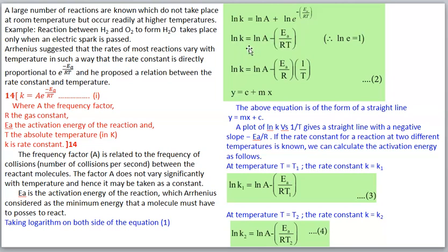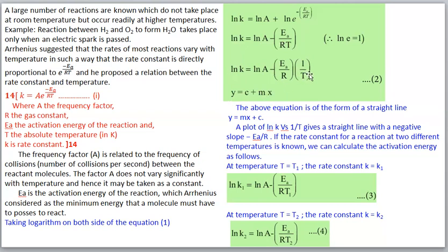Then this time we rearrange. So we will get ln k is equal to ln A minus Ea by R, and this T we can write separately, that is 1 by T. Now you see, this equation is in the form of y is equal to mx plus c, or we can write y is equal to c plus mx.